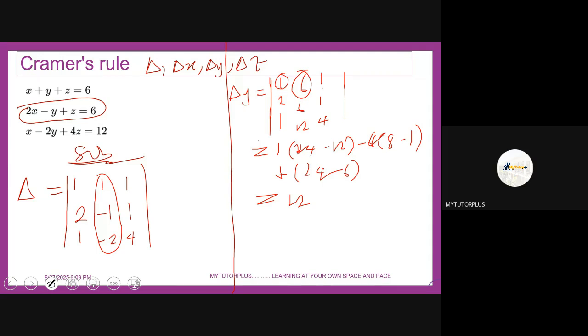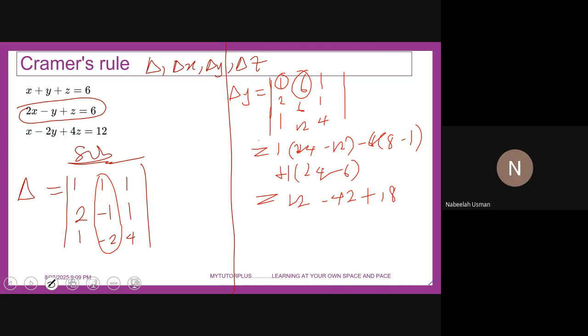Then the next one we have is 8 minus 1 will give us 7, right? Yes. Then 7 times 6 will give us what? Minus 42, right? Yes. Then the last one, we have 1. Don't forget 1. 24 minus 6 for the last one. That will give us 18, right? Yes. Plus 18 times 1 will give us 18.